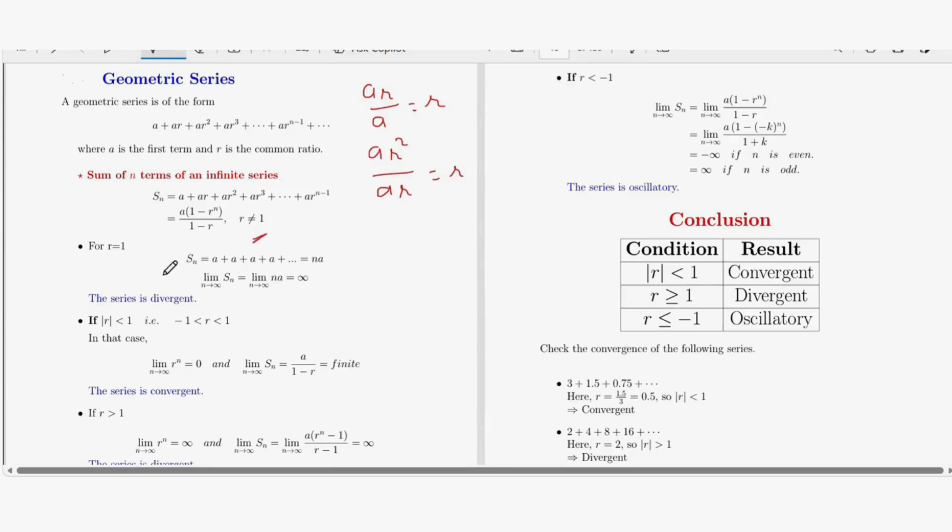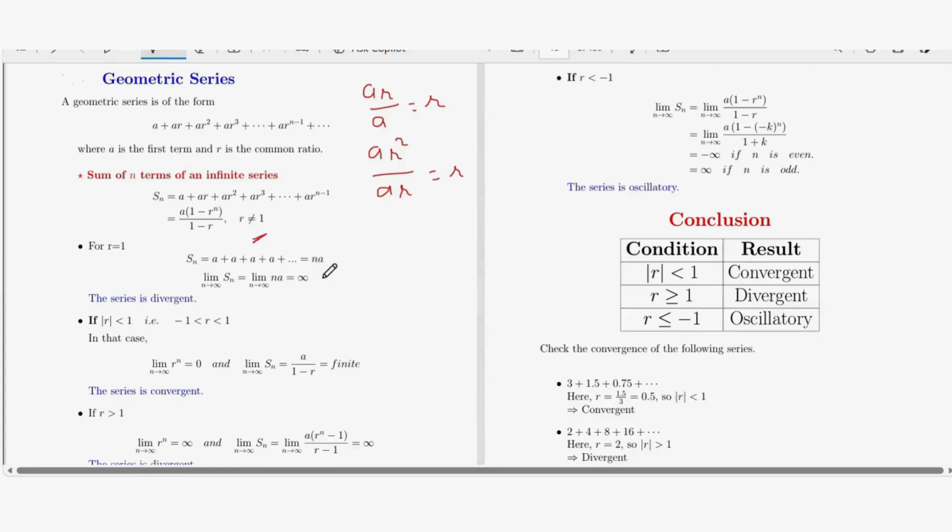Now on that basis we discuss the various cases. The first case is r equal to 1. For r equal to 1, find Sn. Put r equal to 1 here. Sn is a plus a, since r is 1, plus again a, since r square means 1 square. So Sn is equal to a plus a up to n times, because this is the sum of the first n terms. We get a, n times.